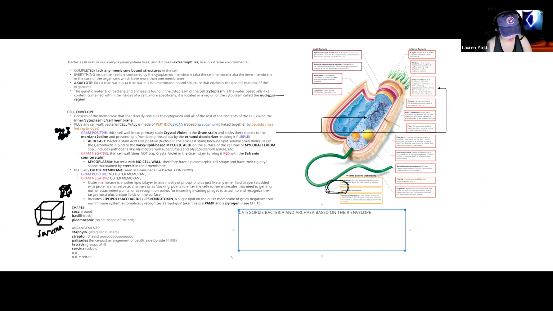So I will put Gracilicutes here. And that will be because that G in Gracilicutes matches to the G in gram negative.